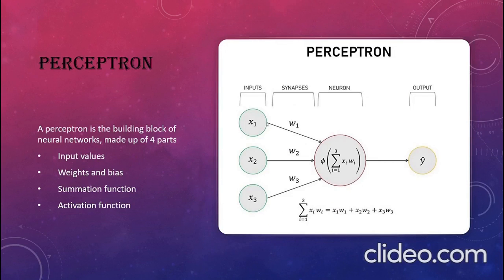Perceptron. A perceptron is the building block of neural networks, made up of four parts: input values, weights and bias, summation function, and activation function. The input values are affected by predefined weight values and then added up together in the summation function. After the summation function, the value is caught between -1 and 0 or 1 and 0 in the activation function. This will determine if the perceptron will be activated or not.